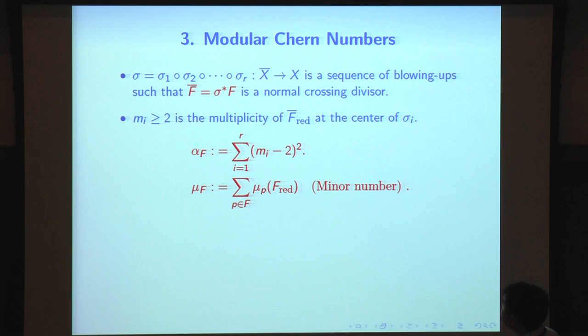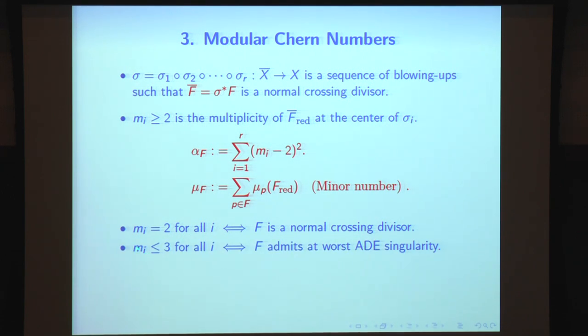Okay, with this Mi, we can define R of F. R of F is exactly defined by this number. So mu F is the total Milnor number. Actually, mu F can be computed from these numbers. We also have the formulas. These Mi are very nice invariants for the singularities. For example, if the multiplicities are at most 2, this means F is a normal crossing divisor. And if Mi is less than or equal to 3 for any i, this means F has at worst ADE singularities.